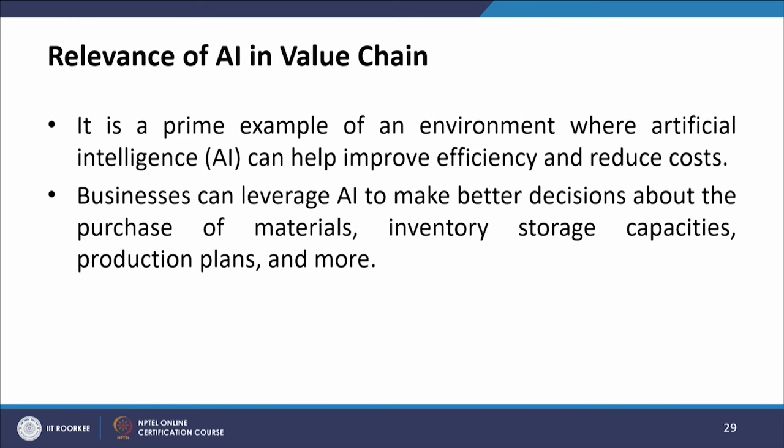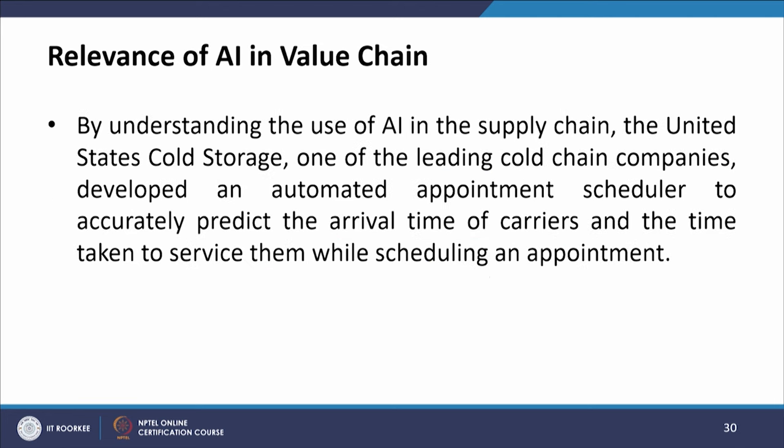Businesses can leverage AI to make better decisions about the purchase of materials. So, now you see that we are using AI to decide about the purchase of raw material, storage capacities, production plans and much more. By understanding the use of AI in the supply chain, United States Cold Storage, one of the largest cold storage companies, developed an automated appointment scheduler to accurately predict the arrival time of carriers and the time taken to service them while scheduling an appointment. So, that reduces a lot of wastage.